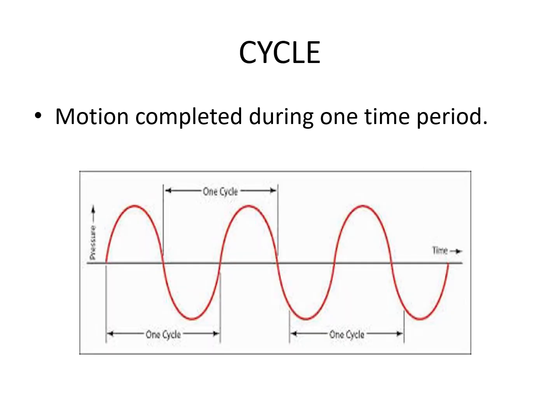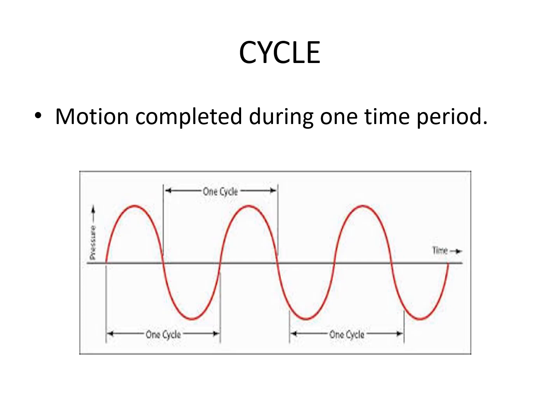So cycle is basically the motion completed during one time period. So motion means what? The movement of a vibrating body from equilibrium position to one extreme position in one direction, then back to the equilibrium position, then to the other extreme position in another direction, then back to the equilibrium position. So that is called one cycle of the vibration.